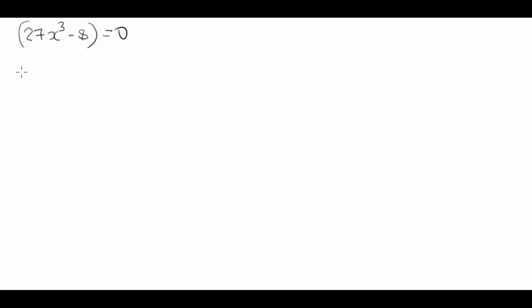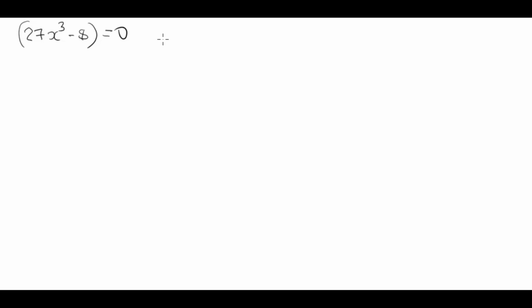Hello, you've been told to solve 27x cubed minus 8 equals 0. So this is the equation you've been given to solve. If you look at this equation, it's a perfect cube equation. These two terms are perfect cubes, meaning that 3 cubed is 27 and 2 cubed is 8.